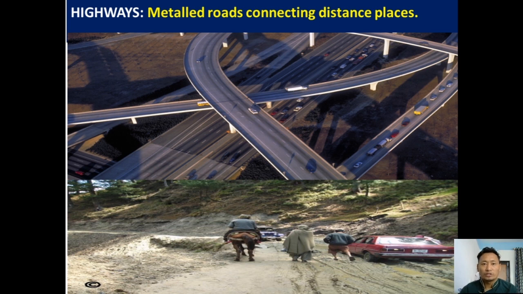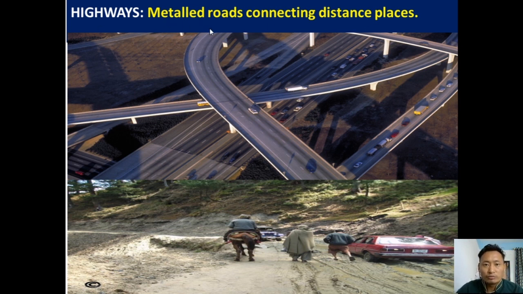So what is meant by highways? Highways are metalled roads, concrete. Those roads which are constructed with tar and cement are called metalled roads or pakka roads. This image shows a kacha road, an unmetalled road. All the highways in the world are metalled roads, and these roads are mainly for connecting far away places or distant places. So these types of roads are called highways.